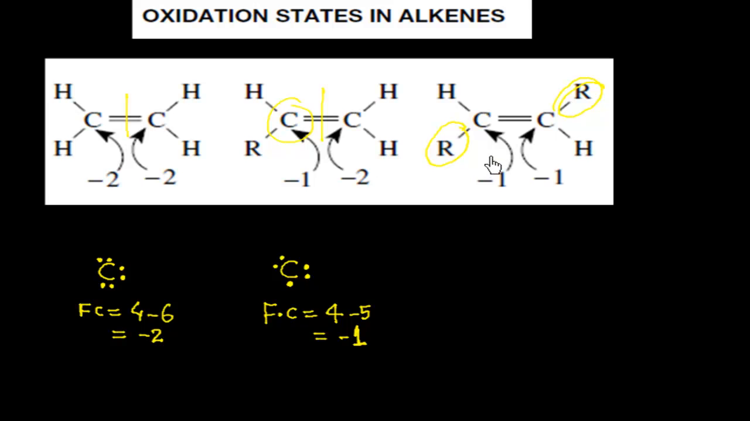Now let us say this case. Both carbons are equivalent, the same kind of carbon. So if I consider this one, I have a hydrogen, so 2 electrons, and we have an alkyl group, that is basically carbon, so we have 1 electron. Here I have to divide equally, that is 2, so we have a formal charge of 4 minus 5, that is minus 1. So once again, an alkene can have a minus 2, minus 1, and even it can have a 0 oxidation state.